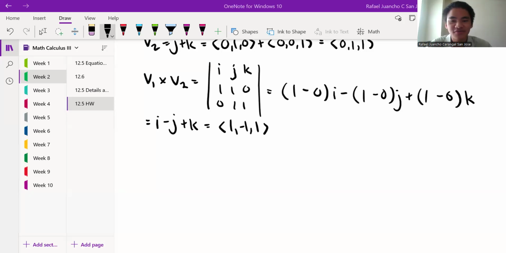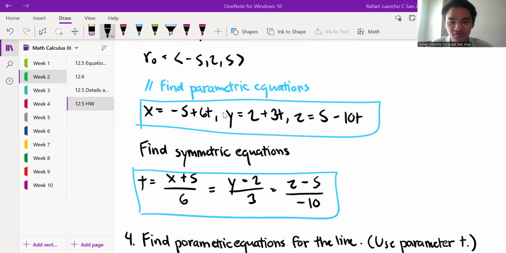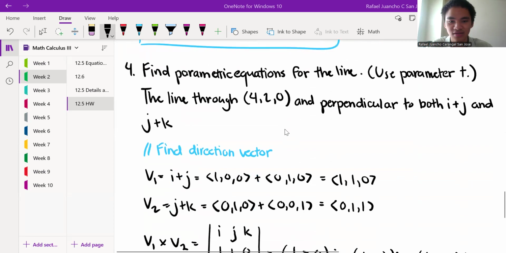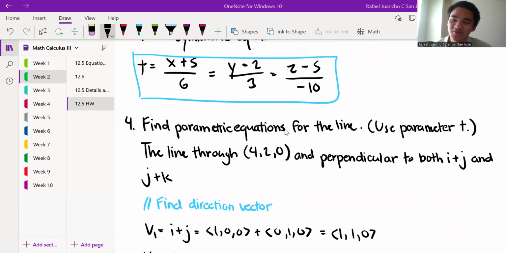Okay, so today we're back for part two, and now we proceed to number four. By the way, I checked my answers for the previous one, and they're right. So now we move on to this next one, and it's kind of the same idea, but there's a little twist here. Since we're being asked to find again parametric equations based on a given line that's been characterized, we use a parameter t, same idea, and this line passes through (4, 2, 0).